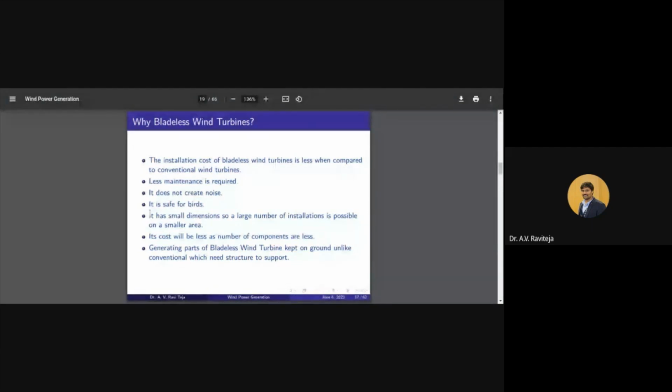Okay, and it has smaller dimensions, so a large number of installations are possible. As we can understand, in the conventional turbine, since the blade has to rotate, the next turbine cannot be placed very close to the first turbine. It has to be placed at a sufficient distance so that the blades will rotate without any obstruction. And bladeless wind turbine cost is less, and generating parts are kept on the ground like a vertical axis turbine.